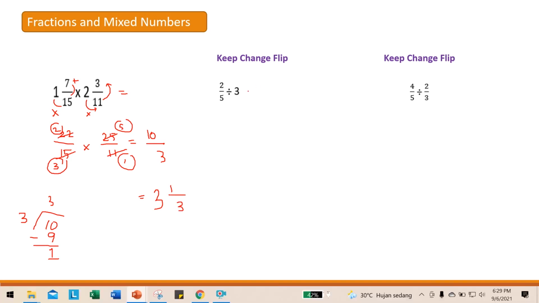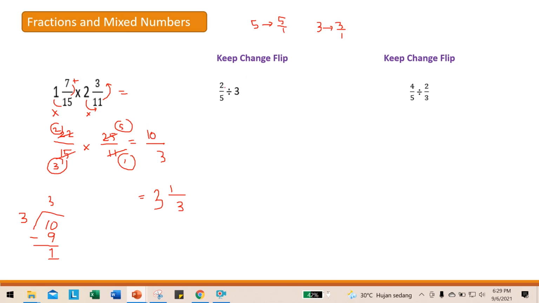Next, how about division? Remember to convert a whole number into a fraction. For example, 5. Convert 5 into a fraction. So 5 out of 1. How about 3? So 3 out of 1. Why? Because 3 out of 1 means 3 divided by 1. 3 divided by 1 equals 3.